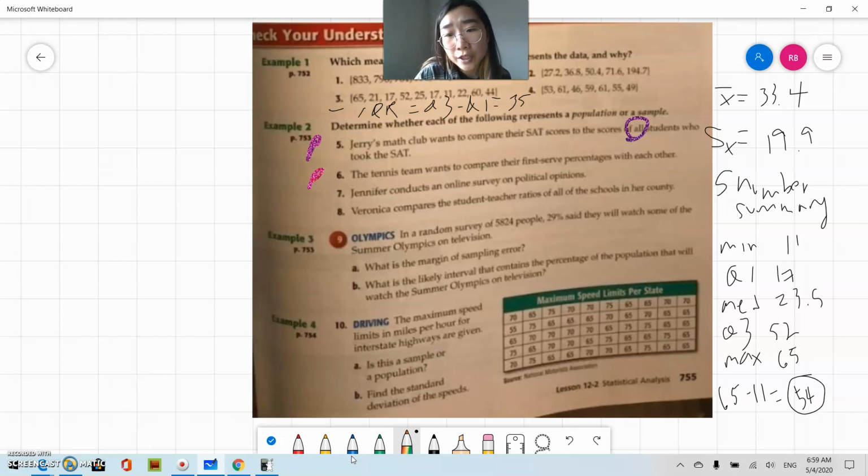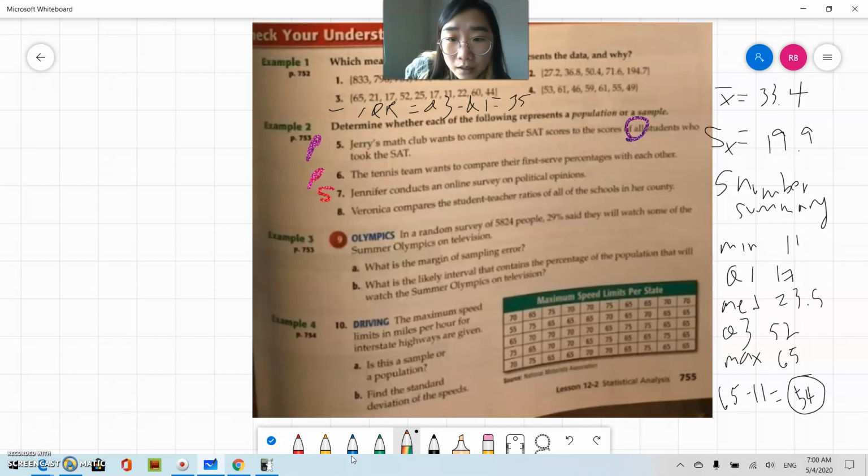Number 7, Jennifer conducts an online survey on political opinions. This one is a little bit more vague because it doesn't tell me what Jennifer is interested in knowing, but it is a sample because there is no way Jennifer can get information from every single person in this world, right? So it will be a sample. It will be a poor sample with lots of bias because only people who have a very strong opinion will go and vote or tell their opinion, but it is still a sample.